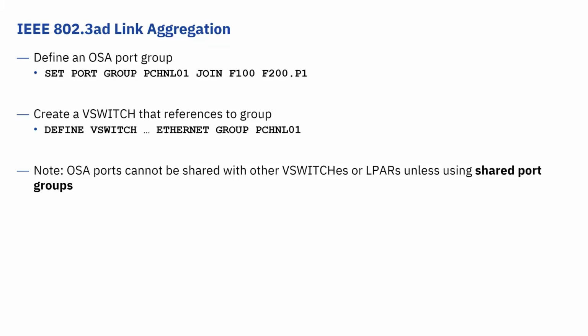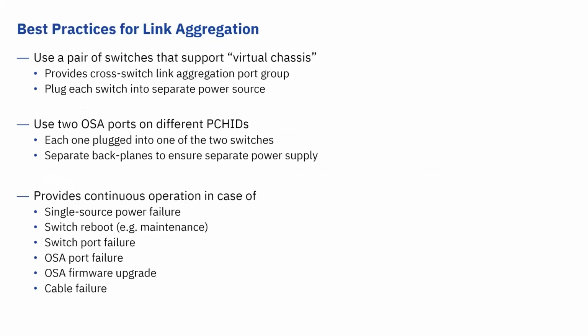And if I want to add or remove OSAs from the port group, I do so with the SET PORT command, okay? Now, those OSAs, as I mentioned, that are tied up in a port group cannot be shared unless you're using shared port groups, and that only occurs with the z/VM vSwitch. Can't have other uses of the OSA sharing that. We'll talk more about that. So I consider using link aggregation to be a best practice for the vSwitch.